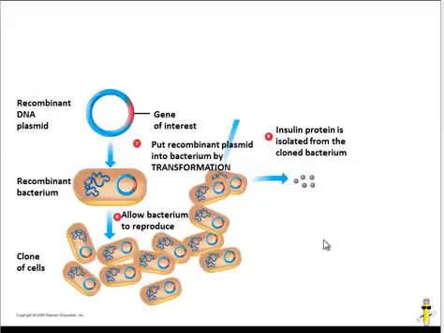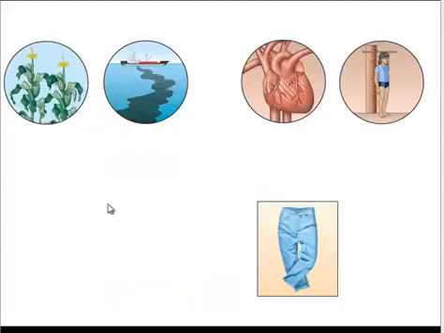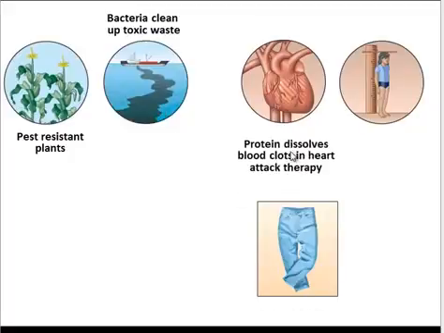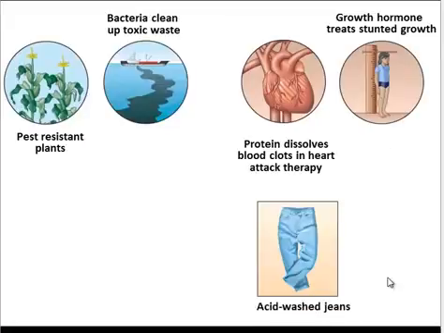Keep in mind, though, that this is only one example. We can move genes from different organisms into other organisms. So one application is to make pesticide-resistant plants. These have a gene from bacteria that allows them to produce their own pesticide. We can make bacteria that can clean up toxic waste. We can produce proteins to dissolve blood clots. We can make growth hormone. We can even make acid-washed genes. And in class, we'll take a look at some other applications of genetic engineering.